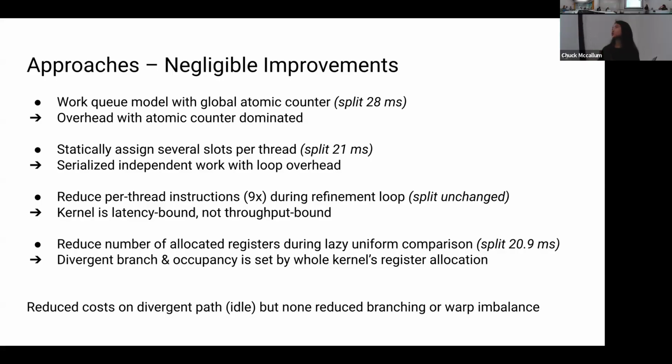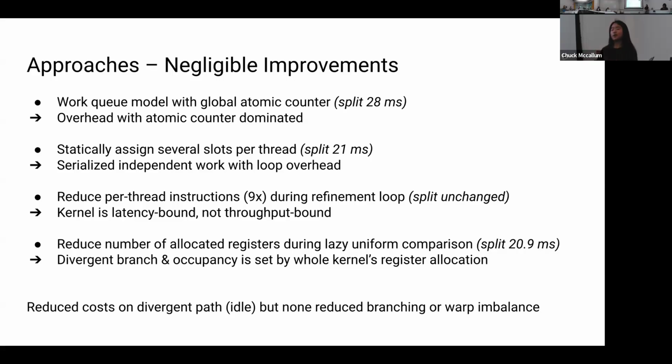Another approach was to get rid of this global counter and instead just statically assign consecutive slots per thread. But this led to negligible improvements in the benchmarking, just because some of the logic there had this overhead with a loop that was written and actually serialized a lot of the work that was being done. So that didn't really work out well.